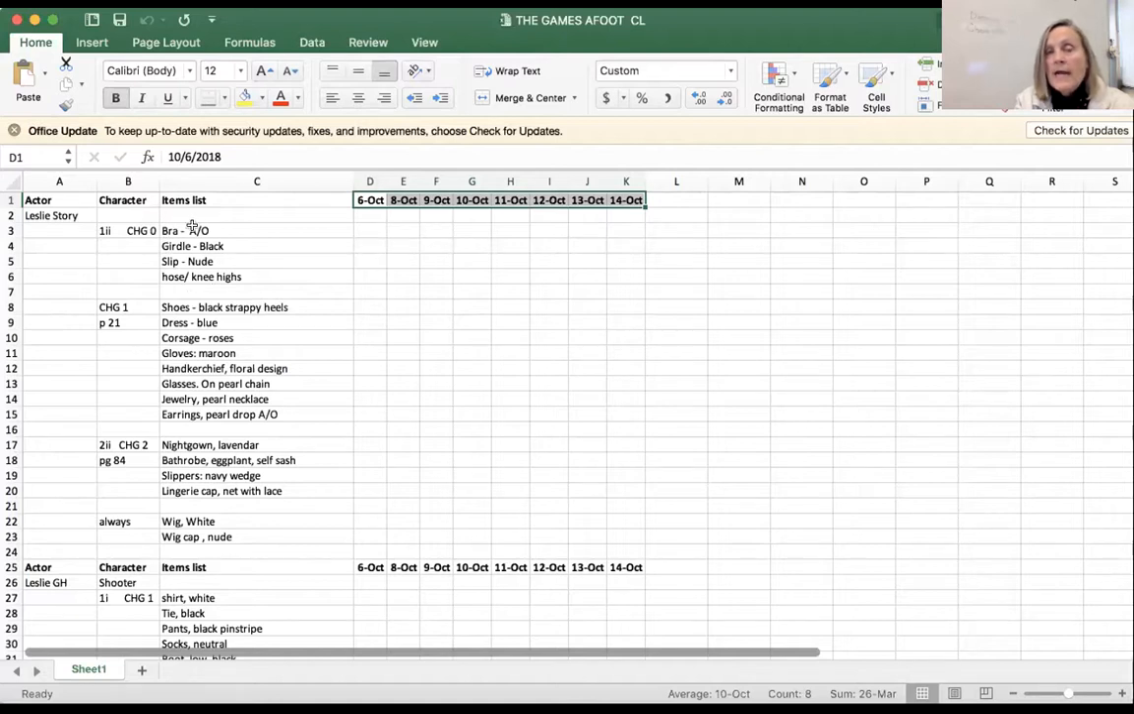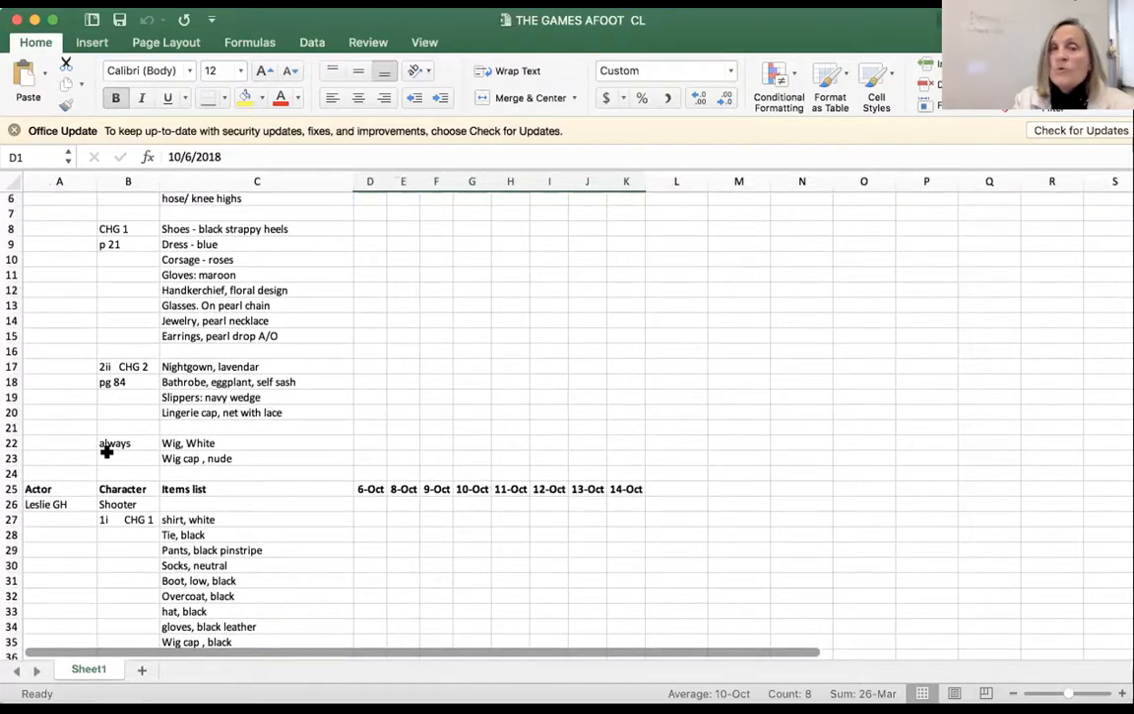So bra, the AO means actor's own, girdle, slip, hose. Change one: the black strappy heels, the blue dress, the corsage with roses, the maroon gloves, the handkerchief with floral design, the glasses on pearl chain, the jewelry with purple necklace, and the pearl drop earrings, which the actor provided. We don't usually have actors provide things because we don't want to be responsible if they're lost. So they have to sign a waiver if it gets lost or damaged. And if you're crawling around on the stage, I tell you, you will ruin your clothing.